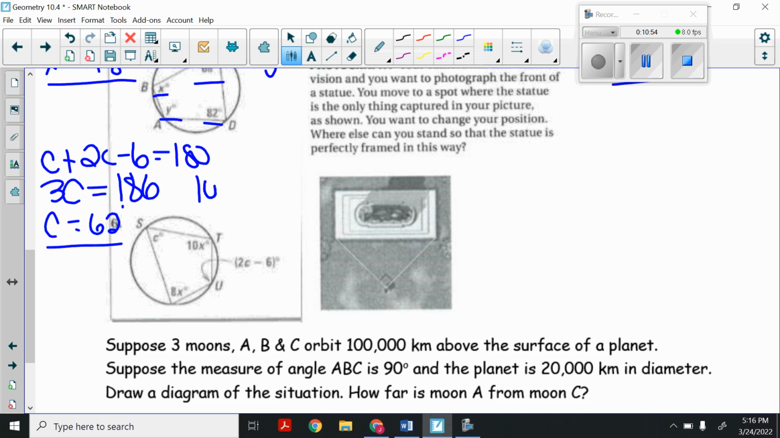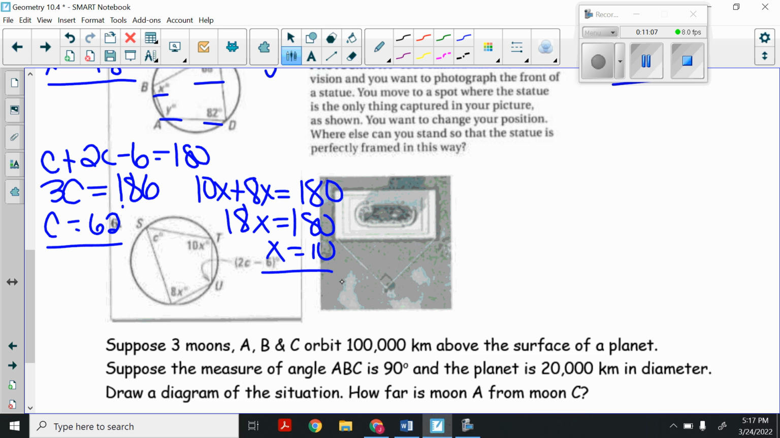So now I would say 10x plus 8x equals 180. Combine like terms, 18x equals 180. Divide by 18, x is equal to 10.